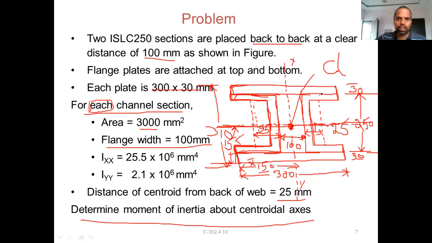The centroid coordinates are, first, the x coordinate is 150 and the y coordinate is 155. What is the origin? What is the reference? Again, you need to show the reference. Without a reference, your coordinates are not valid. So this is the reference. Let us say, this is 0, 0.